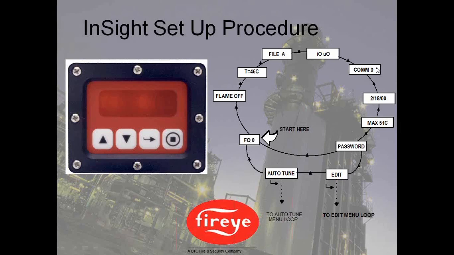Communication address, again, we use Modbus, so the address is there, the date, the maximum temperature that the scanner has seen, and then there's an entry for password, which would take you into the other 2 menu loops. One is the edit, the other is the auto-tune loop.